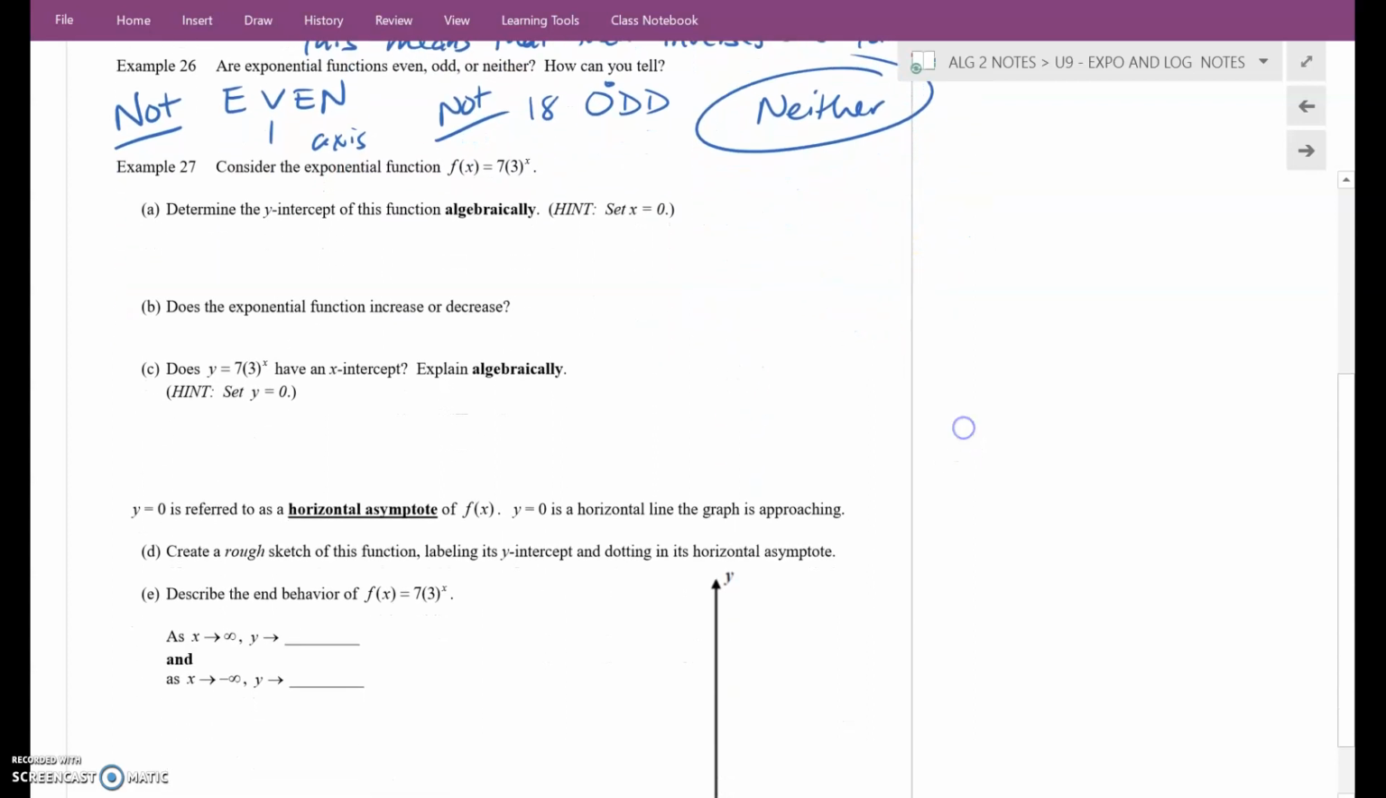All right, 27. We got a function 7 times 3 to the x power. Note the order of operations here, gang, that we're dealing with an exponential function 3 to the x power, then getting multiplied by 7. So the exponent happens first.